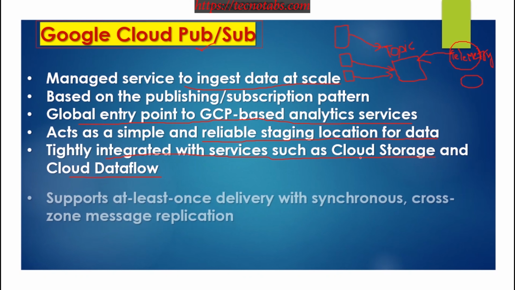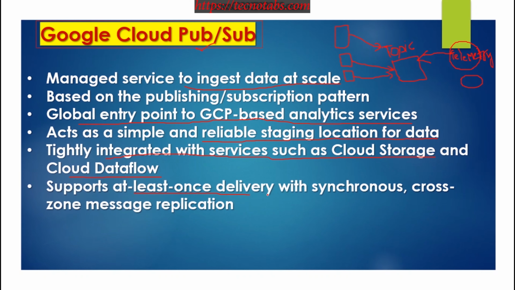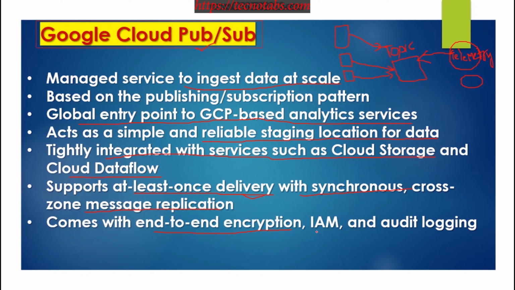All right. Now it supports at-least-once delivery with synchronous, cross-zone message replication. What this means is you get a highly reliable delivery mechanism, and it also adds redundancy because of this cross-zone message replication. All right. It comes with end-to-end encryption, IAM, and audit logging. So all these mechanisms help you secure your data and also monitor the inbound data coming from Pub/Sub. All right. So that's all about the Pub/Sub model.